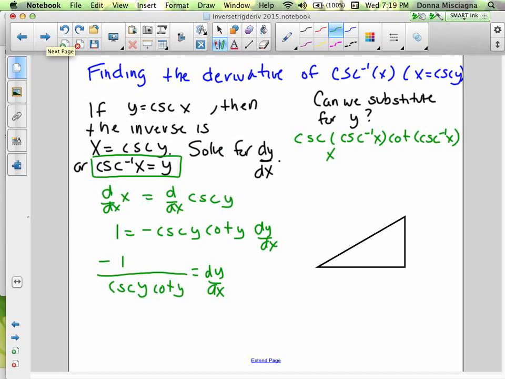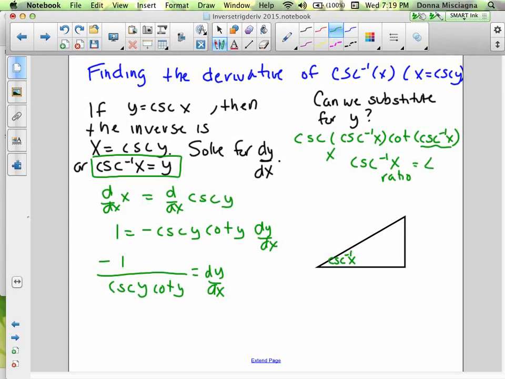Well, let's think back. What do you take the cotangent of? Of course, you take the cotangent of an angle, right? So arc cosecant x is an angle. Well, what do you take? Let's deal with the arc cosecant part. What do you take the arc cosecant of? You take the arc cosecant of a ratio, and that gives you an angle.